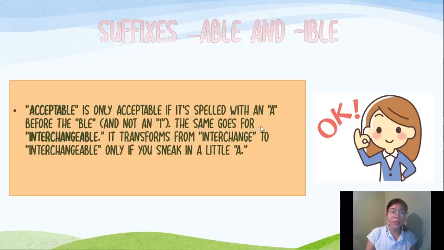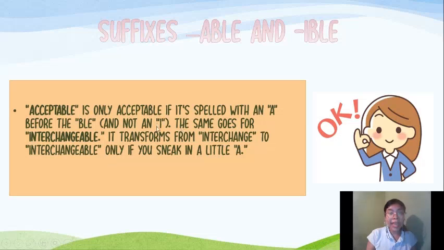The same goes for interchangeable. It transforms from interchange to interchangeable only if you sneak in a little A, okay? If you put this letter A here after the letter E, yes, you write this letter A in this place, so it says interchange able, okay, interchangeable. So this way it will be correct.